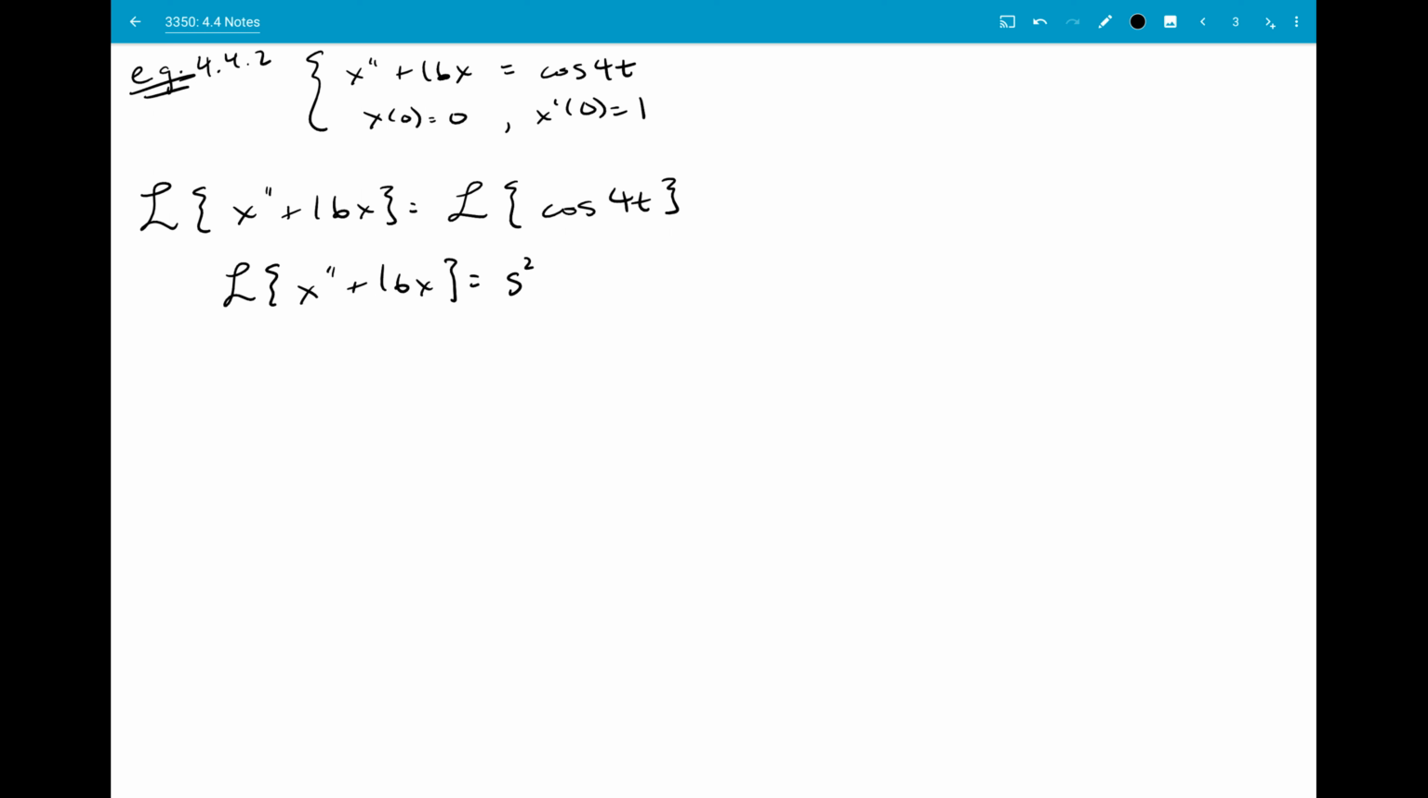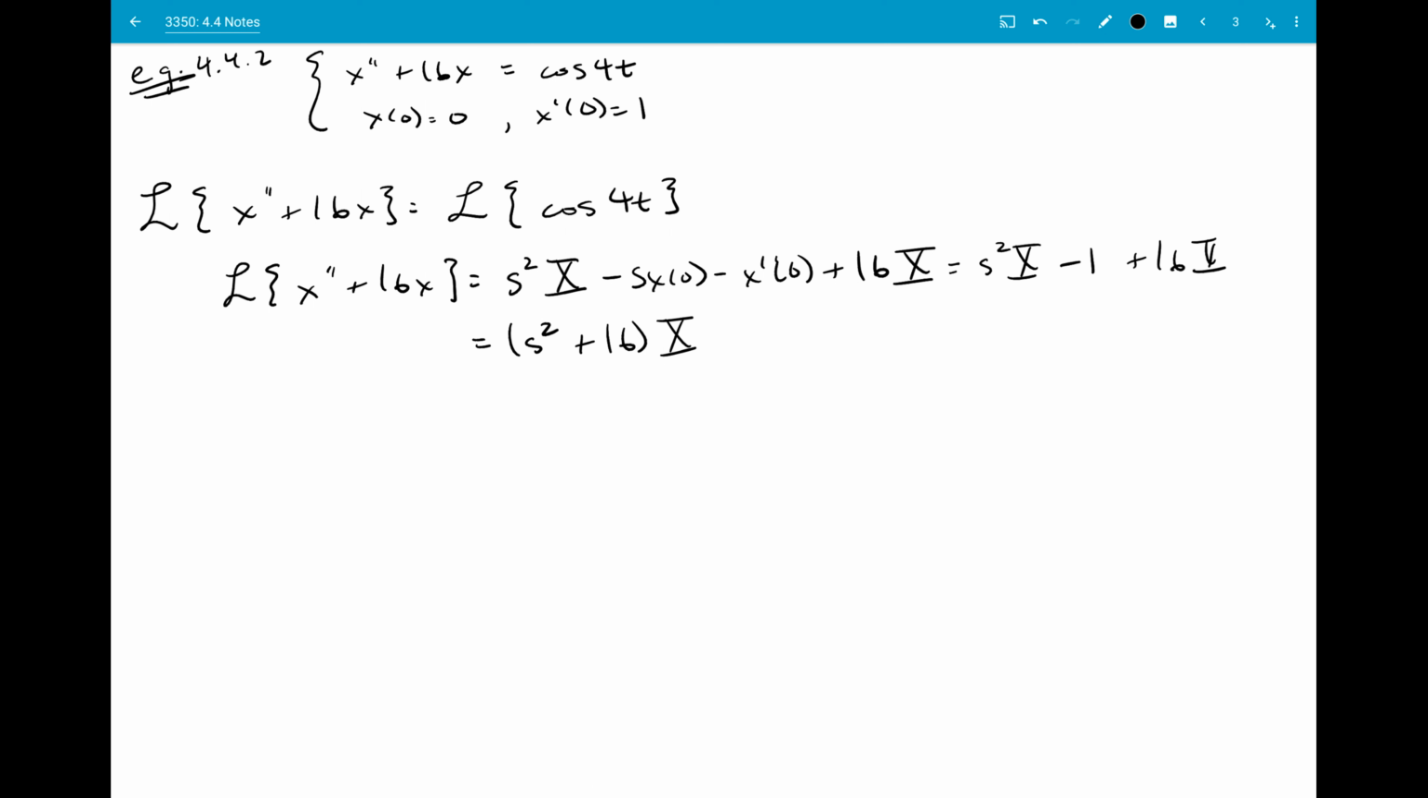I'm going to have s squared times capital X, and I'm going to put bars on my x's because I know they're not very easy to tell apart, minus s times x of 0 minus x prime of 0 plus 16 capital X. When I plug in my conditions, that gives me s squared capital X minus s times 0 minus 1 plus 16 capital X. Since eventually I'm going to want to solve for capital X, that's s squared plus 16 times capital X minus 1.